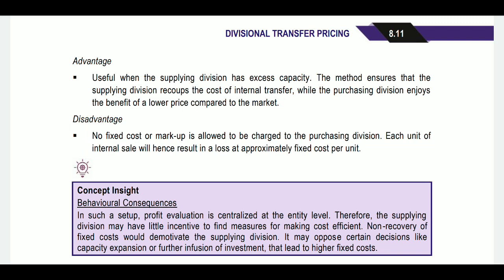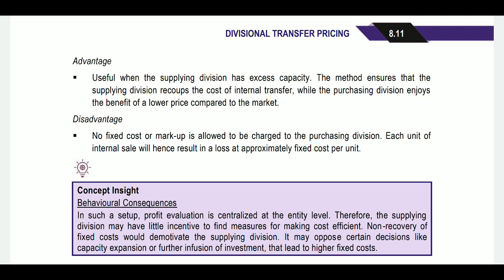Next, disadvantages. Here they will not add any fixed cost, and they will not add any markup allowed, and they will not purchase the divisions. In the cost method, who will benefit? We will see the benchmark. So ideally, who is sending the goods? That will be the beneficiary in the cost method.